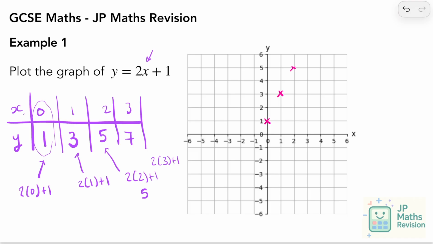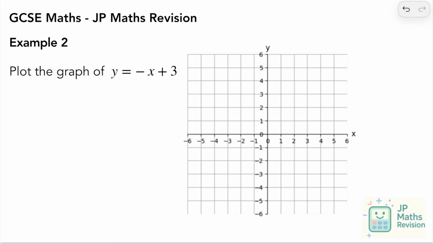And then 3, 7. Now 3, 7 goes off the graph, but it doesn't matter, so 3, 7 would be somewhere up here. But we have enough points, so we only really need 3 points to be able to plot them, because you notice that they form a nice straight line. So then what we do is we get our ruler, we draw a straight line, we connect the points, and the line has to span the whole graph.